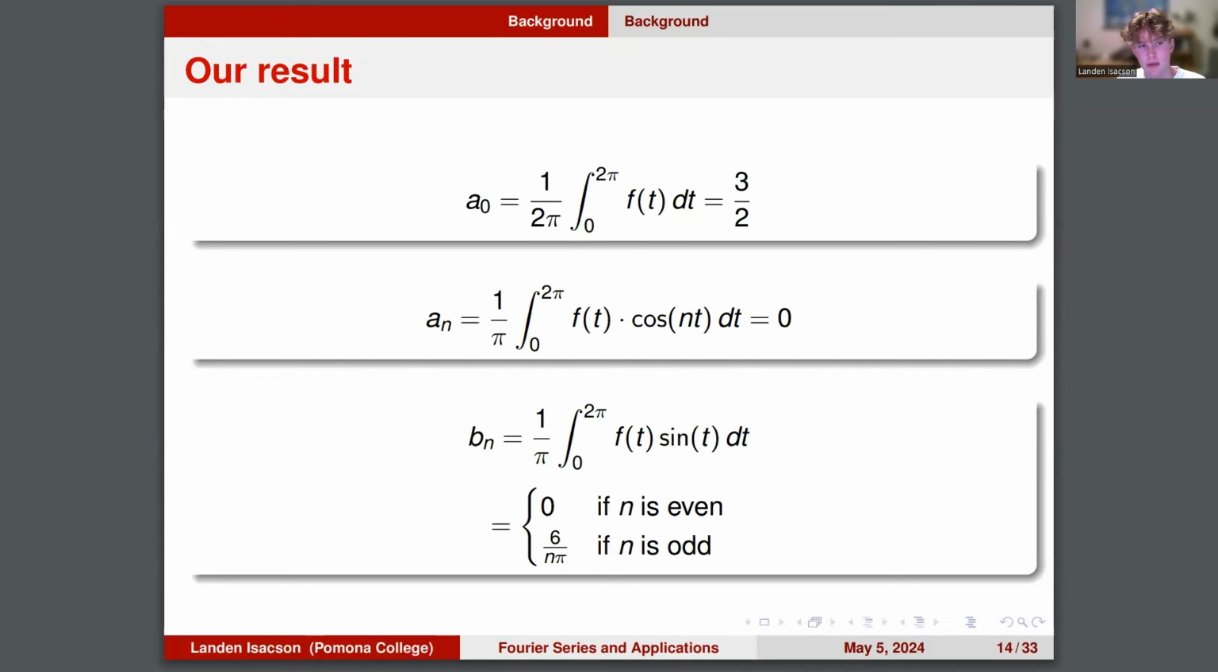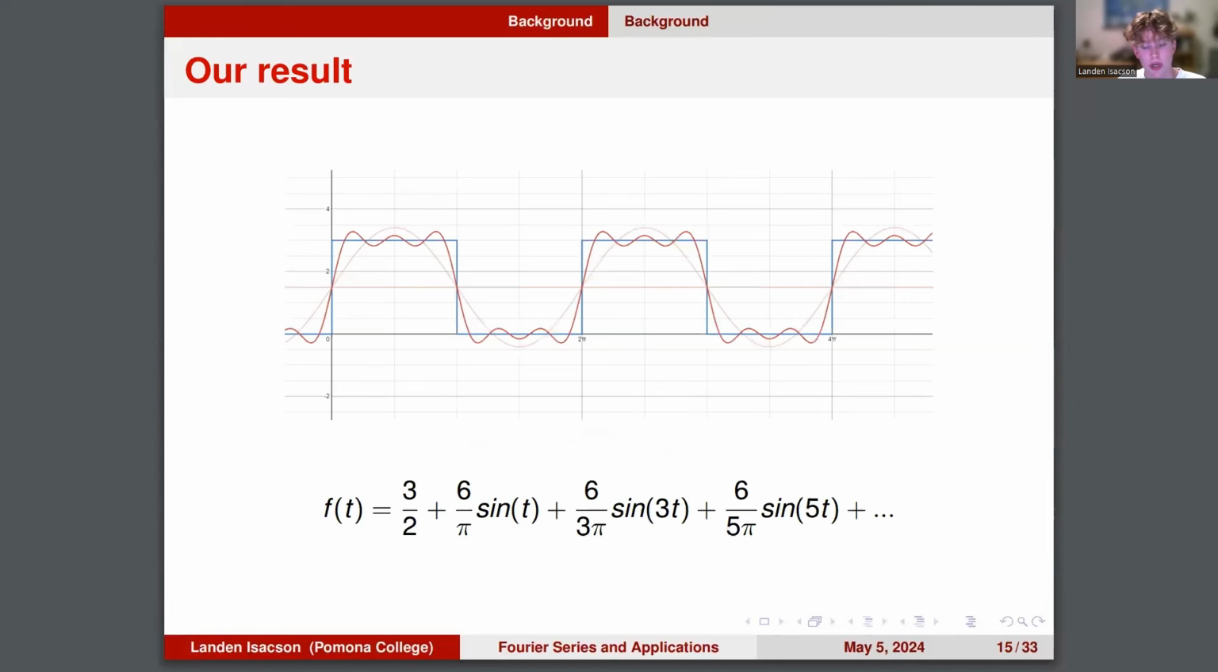We have a sub zero equal to 3/2 in this case. Our a sub n is actually equal to zero for all n, and our b sub n is equal to zero if n is even and equal to 6 over n pi if n is odd. With these results, we can come back to our original function and write out the first several terms to begin approximating the square wave. And even with only several terms, we can see that it does start to do a pretty good job approximating the general shape.